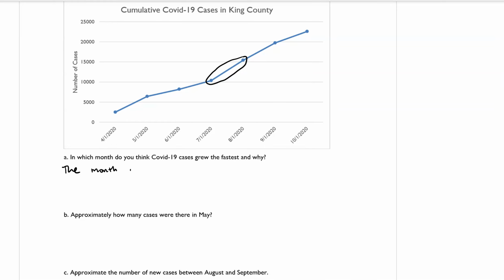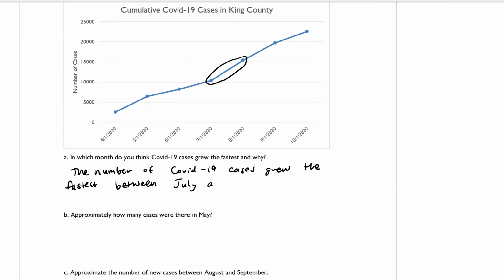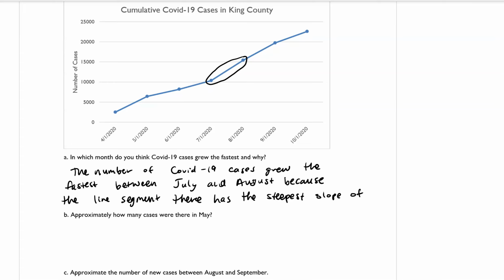And so we would say that the month, or maybe we could say the number of COVID-19 cases grew the fastest between July and August because the line segment there has the steepest slope of any of the line segments. So that's how we know.